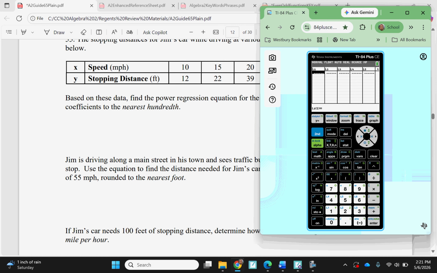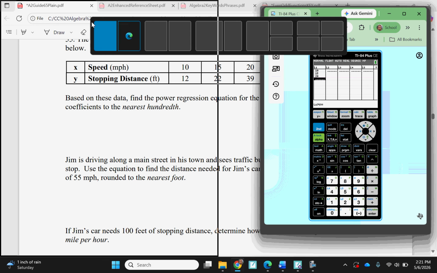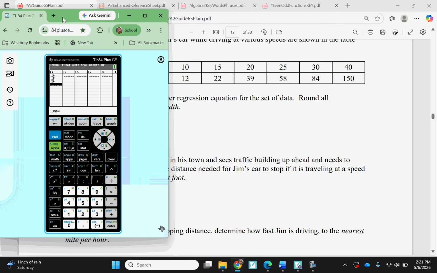I'm going to do 10, 15, 20, 25, 30, 40. And then 12, 22, 39, 58, 84, 150. Trying to make this interesting here. Stat calc.